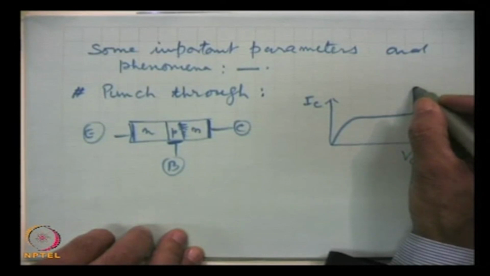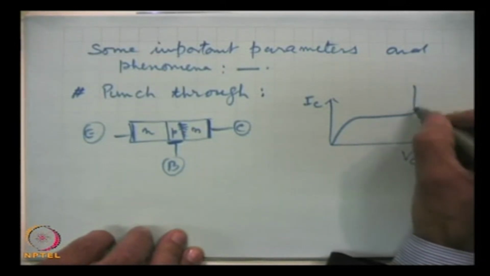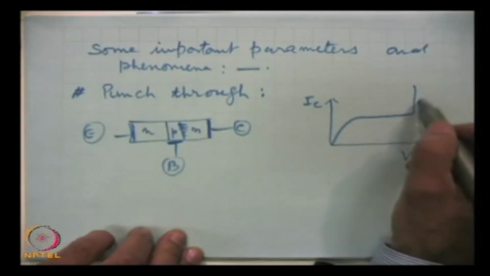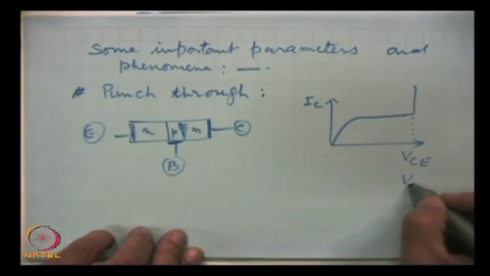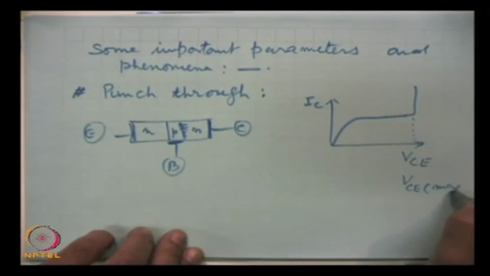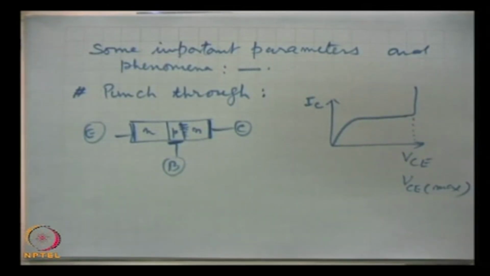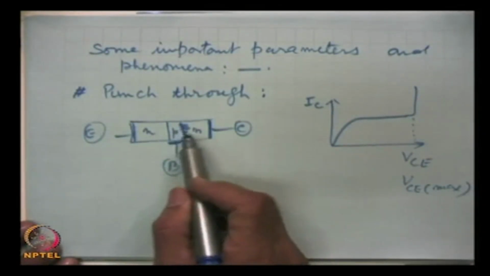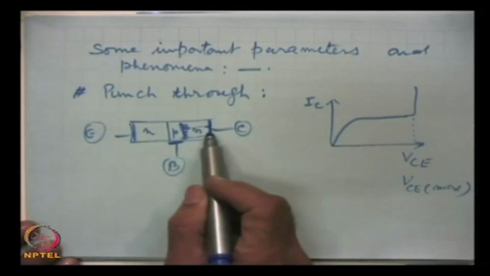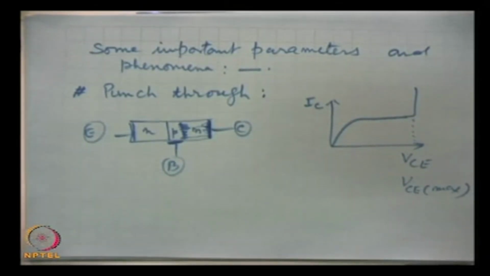we will find that the collector current will rise suddenly. This is the breakdown, and we are not supposed to go beyond it. The value of VCE max for each transistor is provided by the manufacturer. So, this is called punch through. That means the depletion region is almost touching the collector electrode, and the transistor action ceases.